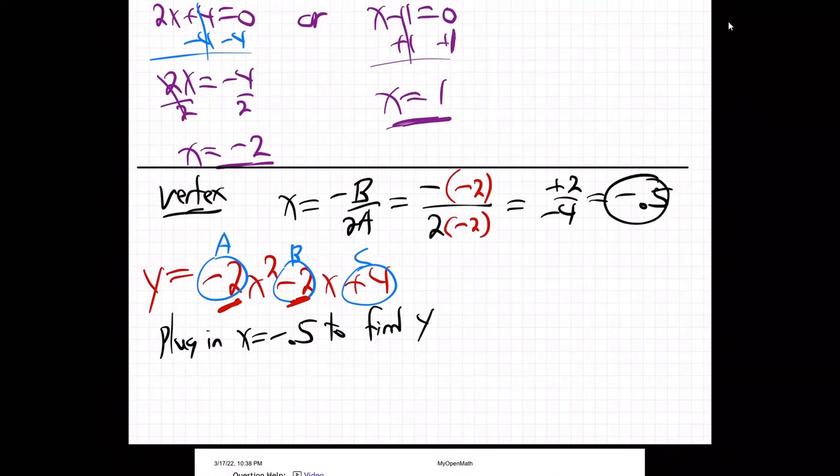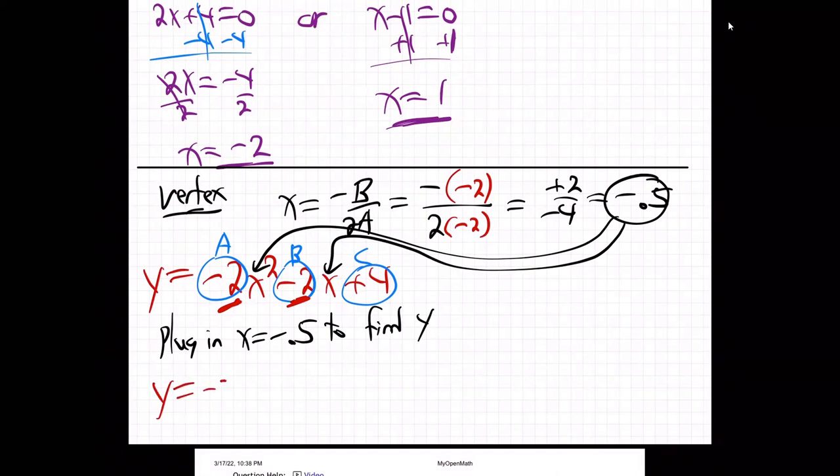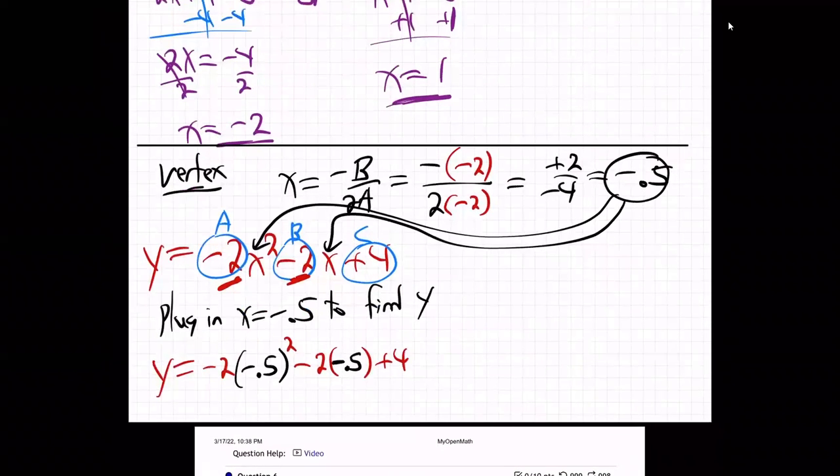So you just take that -0.5 and you go, okay, boom, and boom, right? And remember, when you plug into any kind of function, you've got to put parentheses around what you plug in. -2 times (-0.5) squared minus 2 times (-0.5) plus 4. And now just hit the buttons on your calculator and get a y value.